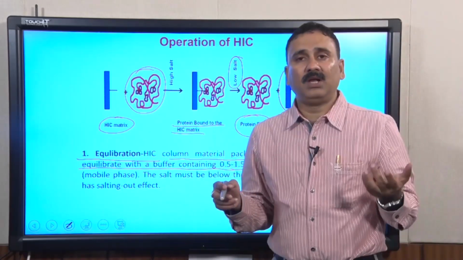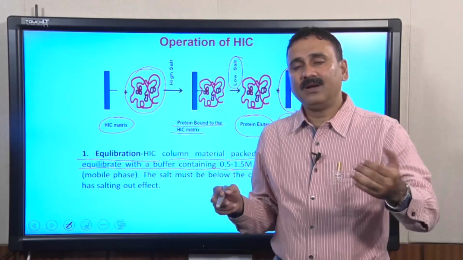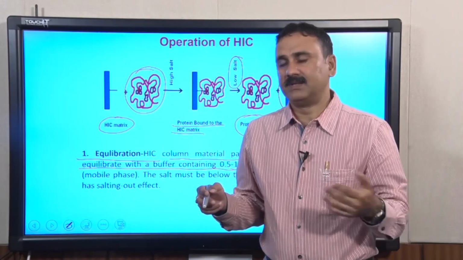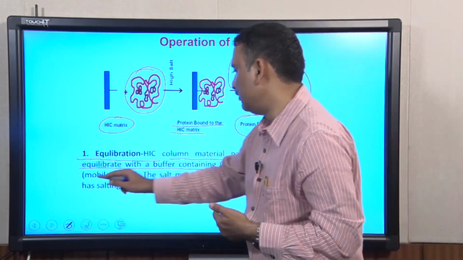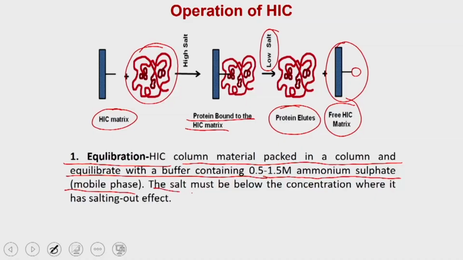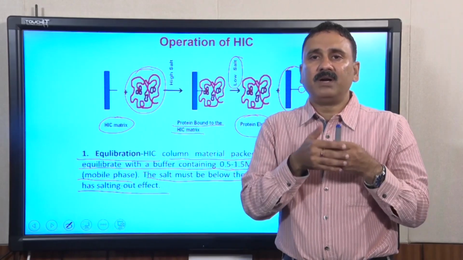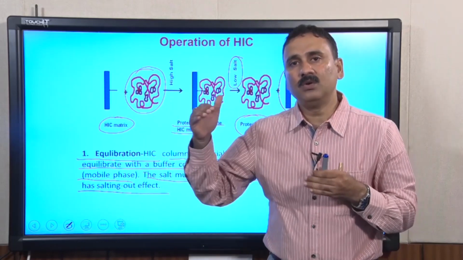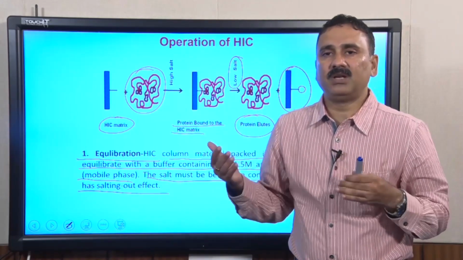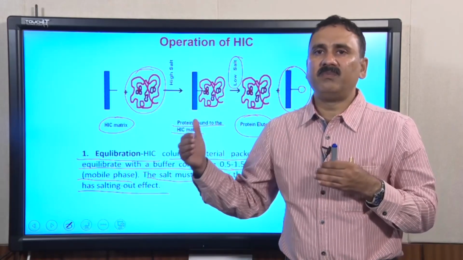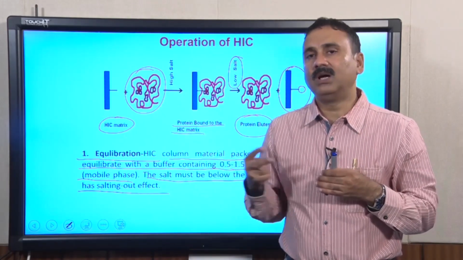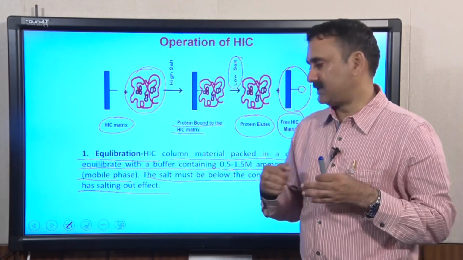So, if you use NaCl or KCl, you might have to add a higher concentration of these salts compared to ammonium sulphate. As a mobile phase, the salt must be below the concentration where it has the salting out effect, which means it should not precipitate or aggregate the protein. So, you have to use a high concentration of ammonium sulphate, but it should not be so high that it precipitates the protein, because otherwise the protein will not be available for making an interaction with the ligands present on the beads.